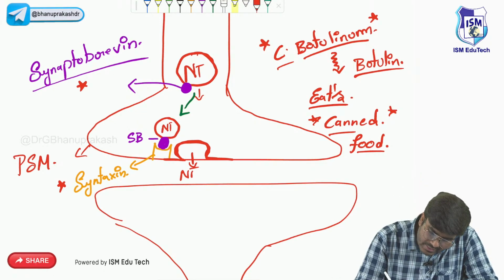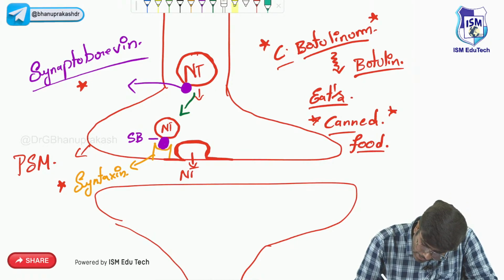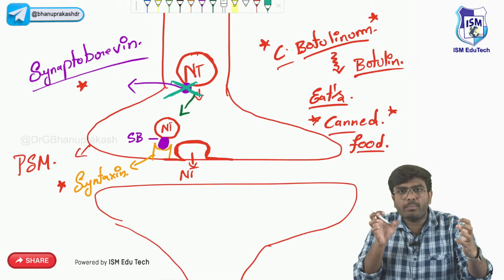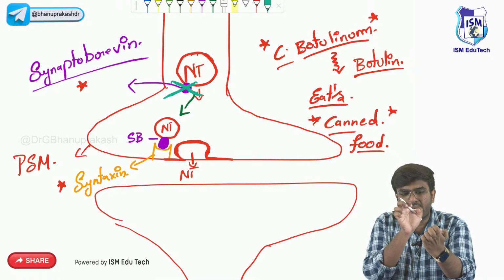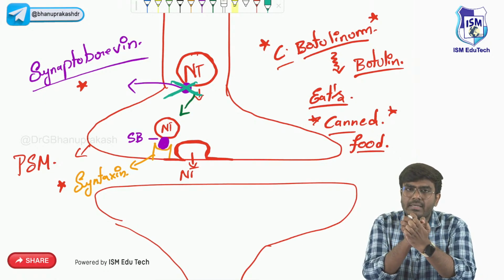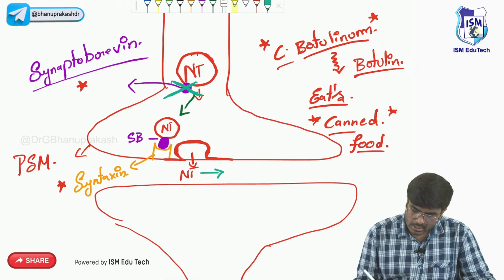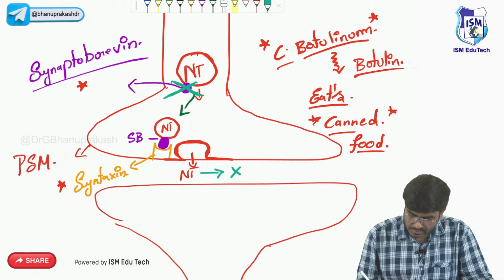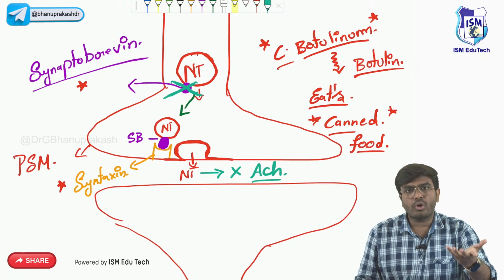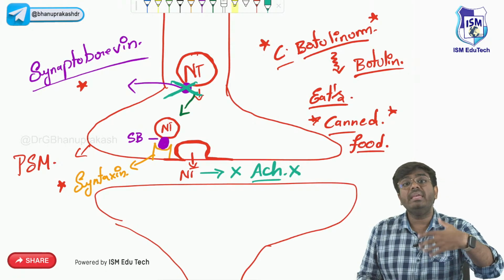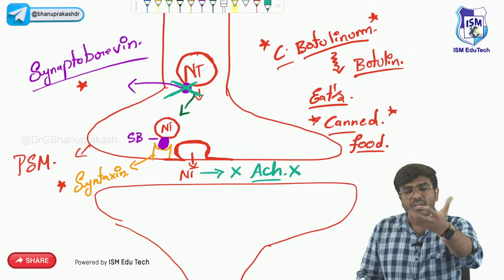Now what does this botulin do? This botulin will break down the synaptobrevin. Synaptobrevin is being broken down. Now there is no synaptobrevin, so synaptobrevin and syntaxin cannot meet. When they cannot meet, is the neurotransmitter going to be released? There is no release of neurotransmitter. Acetylcholine is a neurotransmitter, right? Acetylcholine is not being released.